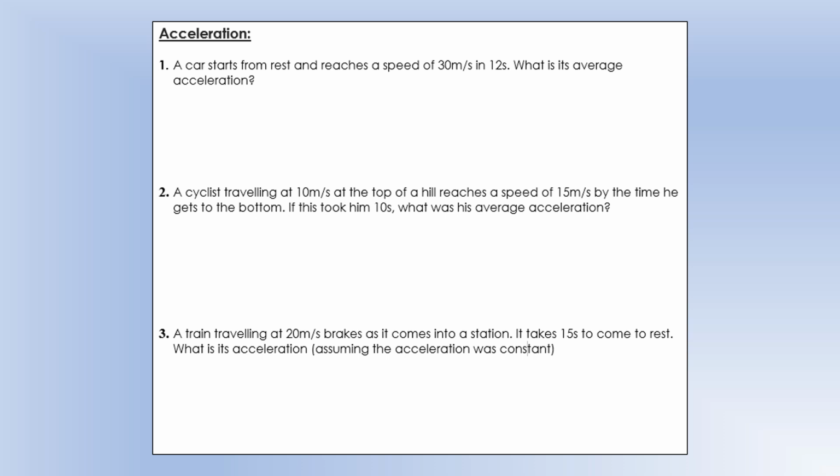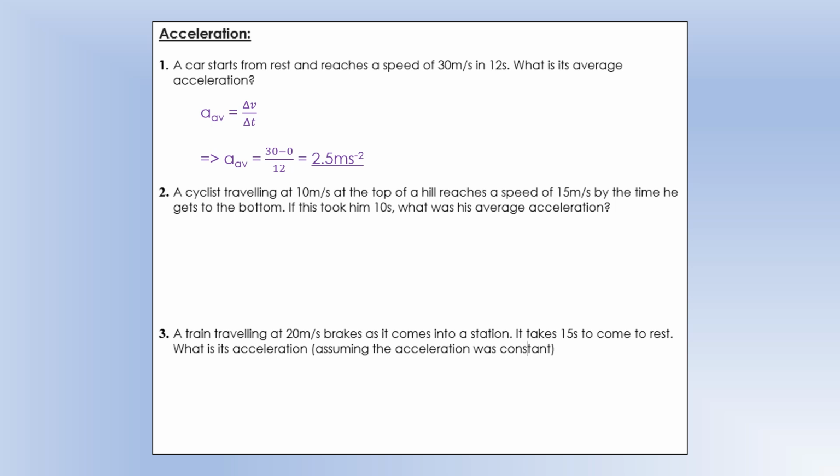Okay, so these questions are all going to be about calculating acceleration. So this one wants us to calculate the average acceleration if it goes from rest, or 0 meters per second, to 30 meters per second in 12 seconds. So average acceleration is calculated using this equation here. We know the final speed is 30, the initial speed is 0, so we find the difference between those, divide by 12, gives us 2.5 meters per second squared.